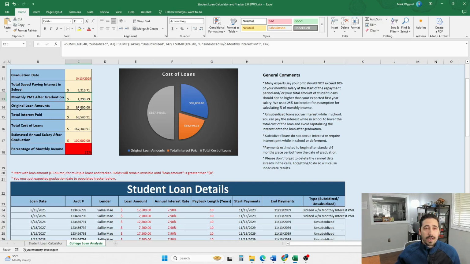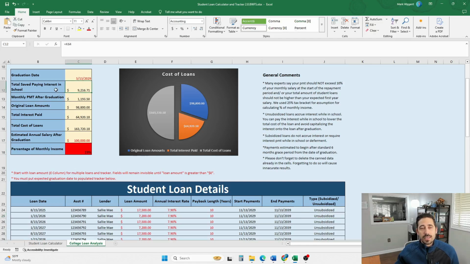And then our original loan amounts are still the same. Obviously, we took out the same loans, but our total interest paid goes way up, and our total cost of our loans go way up just because of these two loans early on that we didn't pay any interest on, and we allowed that interest to capitalize. So let me go back here. For the most part, this number is going to stay the same no matter what. This just tells you if you were to pay the interest in school on all of your loans all the time, how much money you would possibly save in this example.